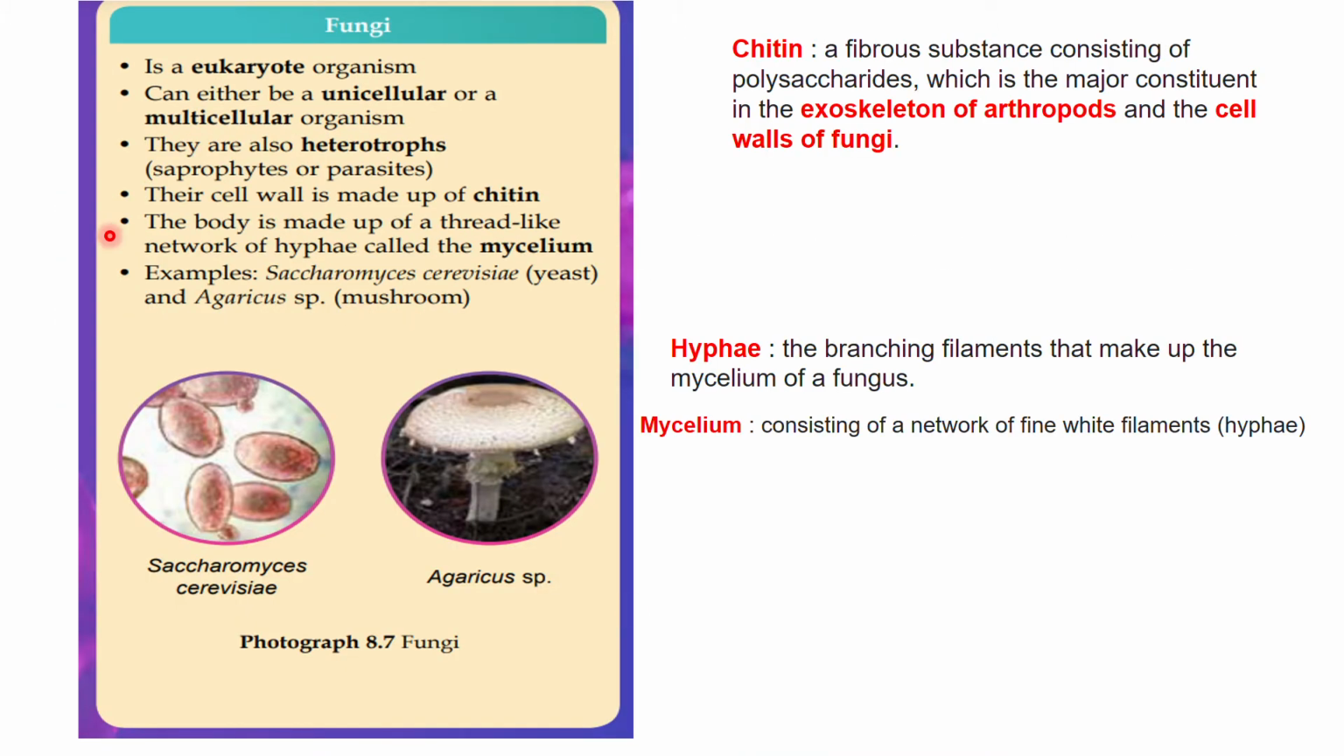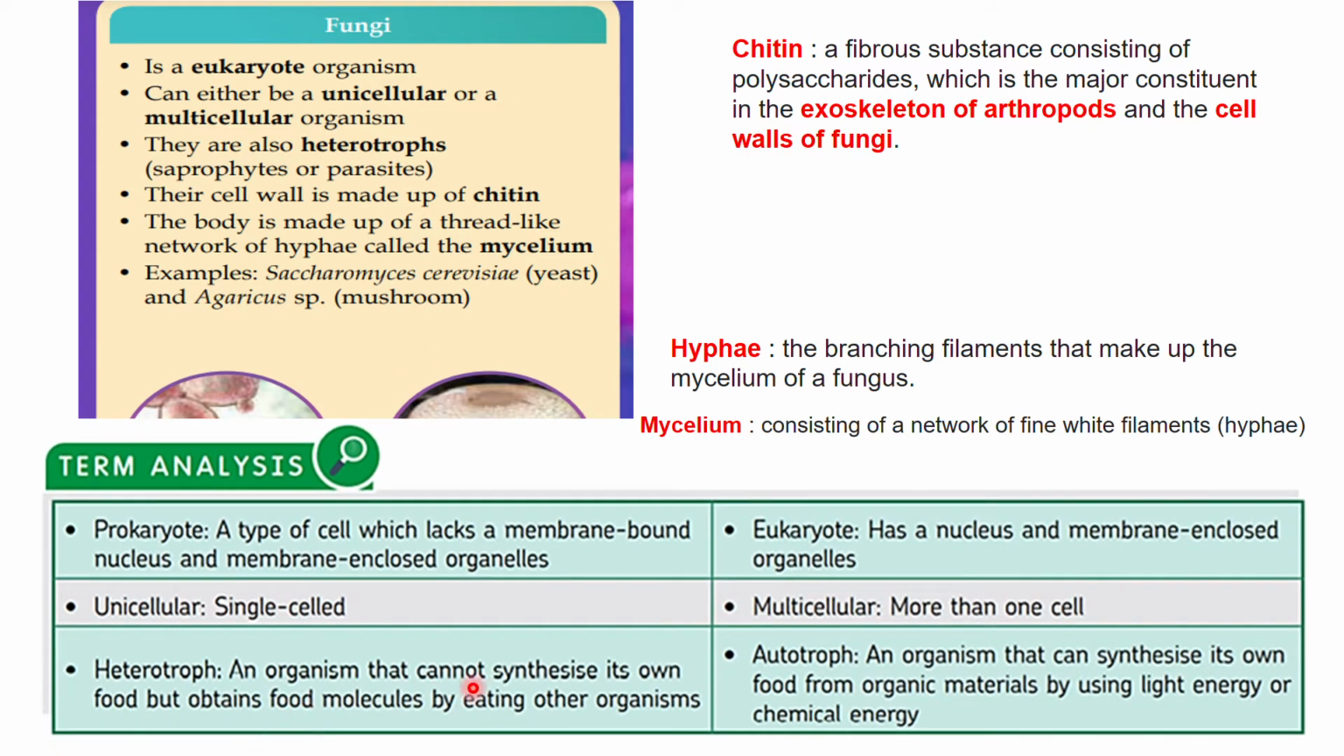Okay, so this is fungi, the subsequent kingdom that we are going to discuss in this video. Also, it is a eukaryote organism. Okay, can either be unicellular and multicellular organisms as well. And they are the heterotrophs. Okay, heterotroph meaning they cannot synthesize their own food, but they obtain food molecules by eating other organisms.